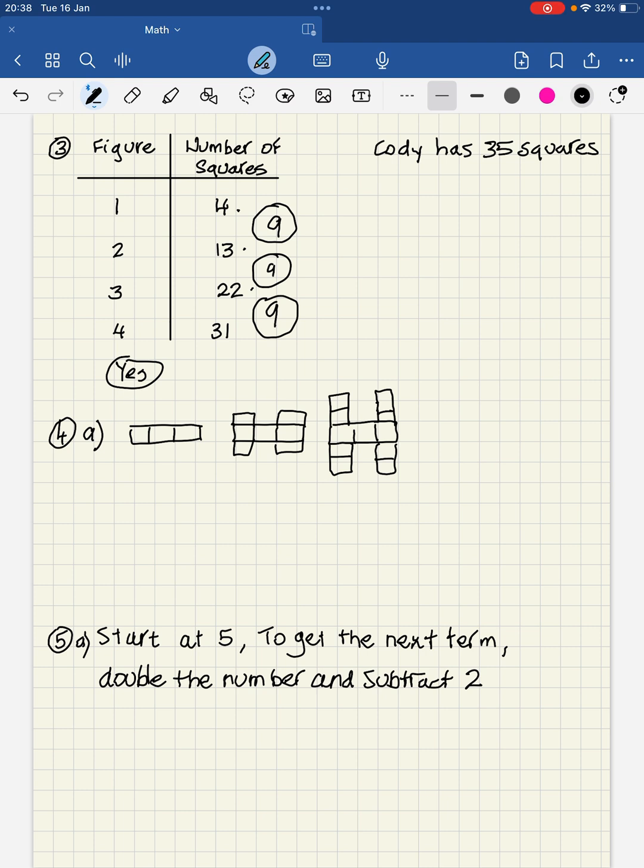Okay, question 4. You're going to do this in your exercise book on the left side. You're going to have to make a table of values. So I want you to use a pencil and I want you to use a ruler for straight lines. And you're going to make a table of values to show which figure in the pattern will need 15 shapes. So if I do this one first, I've got figure 1, the figure number, and I've got the number of squares.